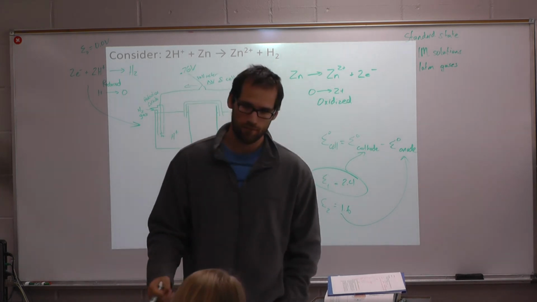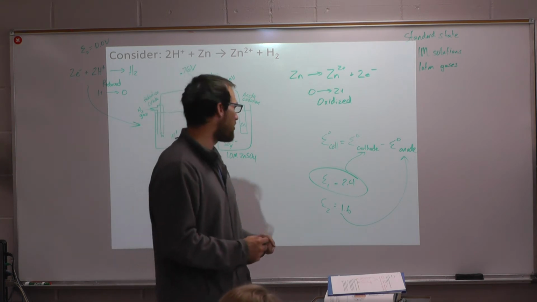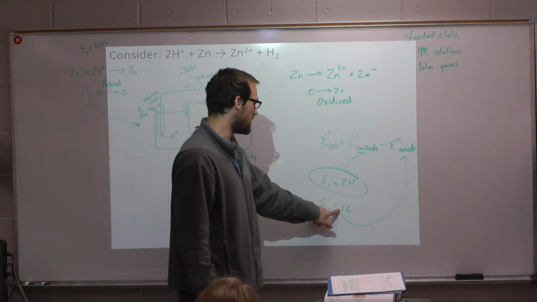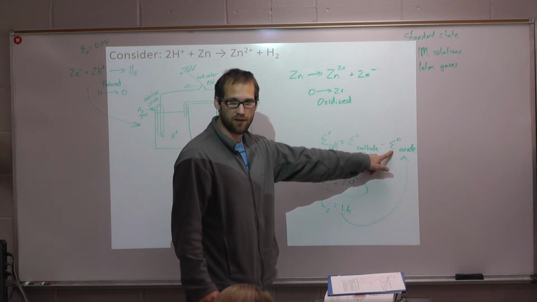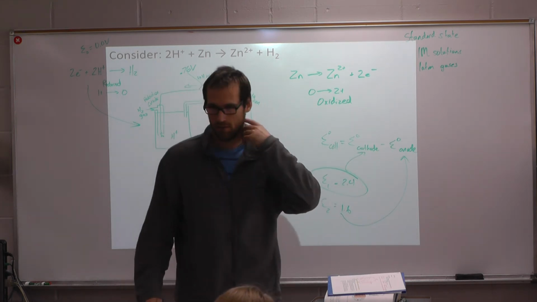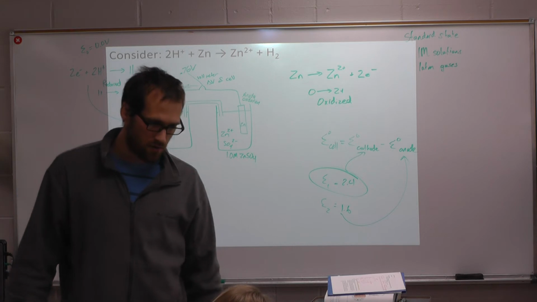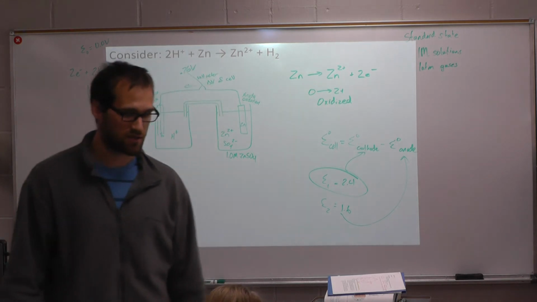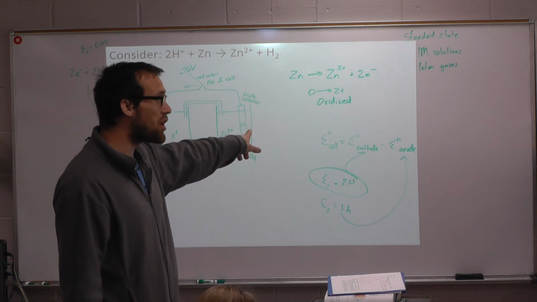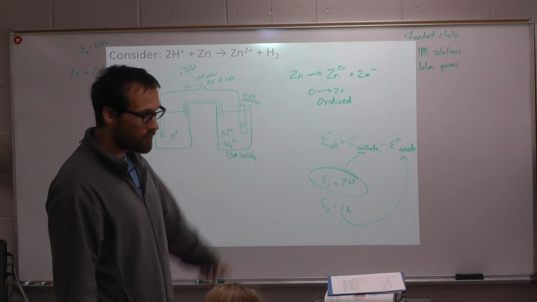What was that? It would be positive. It could be whatever it is. This could be a negative, and then it would just flip to a positive. So these values in here, have they already been split? No, they're all in the reduction format. So once you find which one is the smallest number, you plug it in as the anode, and it will flip it for you. So you don't have to do anything.